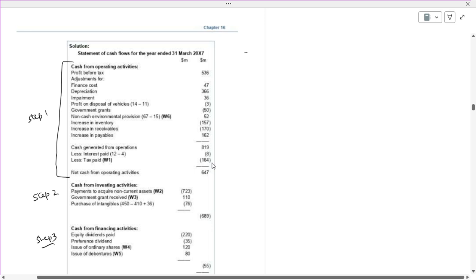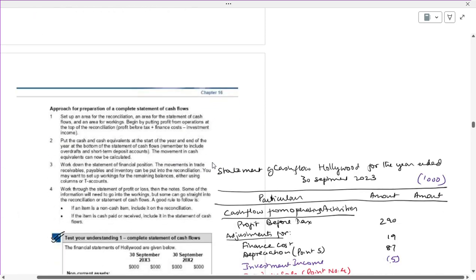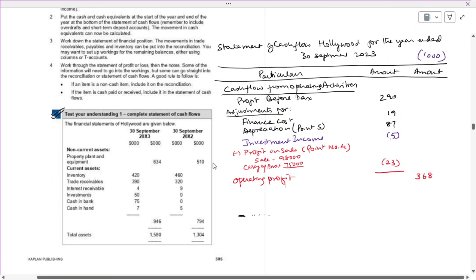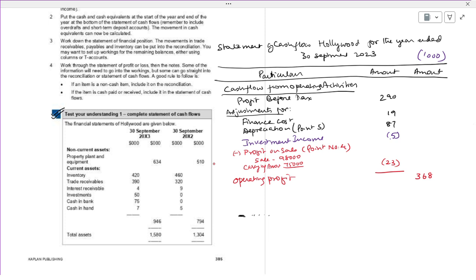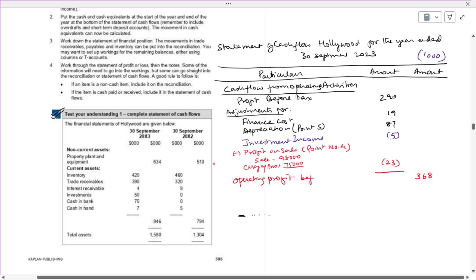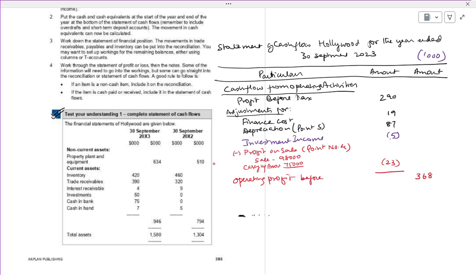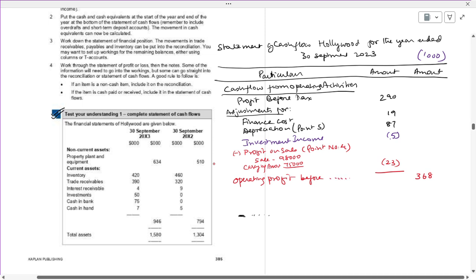They have mentioned nothing. Usually they will not mention anything. Okay, fine. Operating profit before tax. Even if we don't write it, nothing will happen.